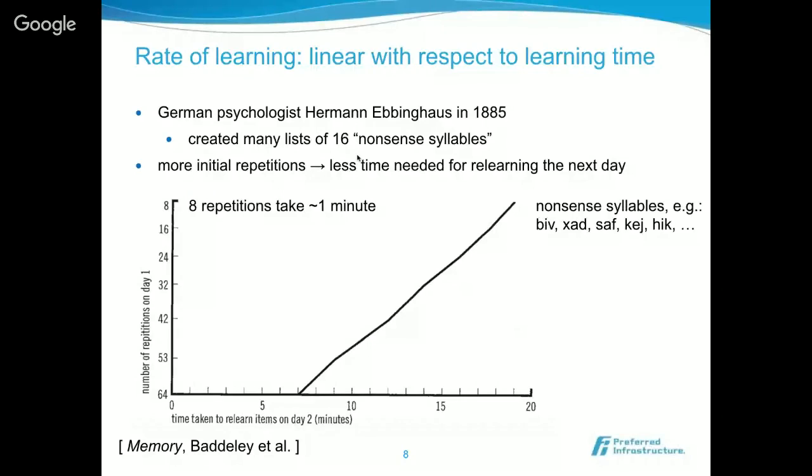Sorry for the interruption. So on the first day he studied, he repeated many times to himself a fresh list of 16 nonsense syllables. And the second day he would check how much of the list he had remembered. And he used the time that it took to restudy the list again as a proxy for this information. It turned out that the more he repeated the list on the first day, the less time he needed to relearn it on the second day. So there is a simple linear relationship between the time devoted to study and the results on the next day.